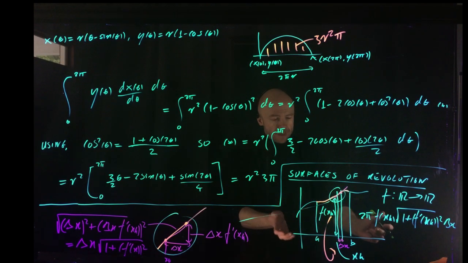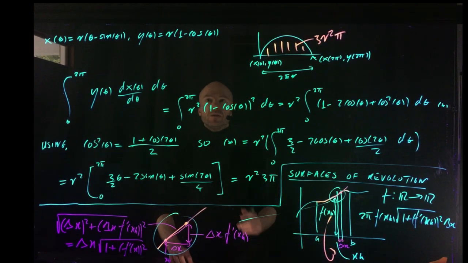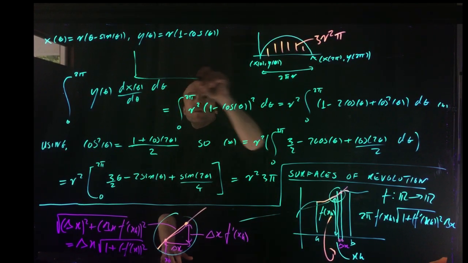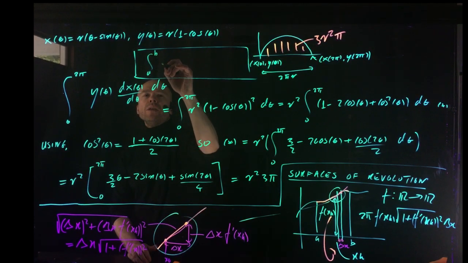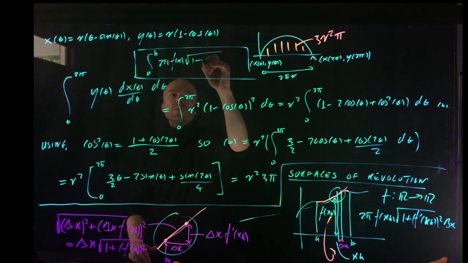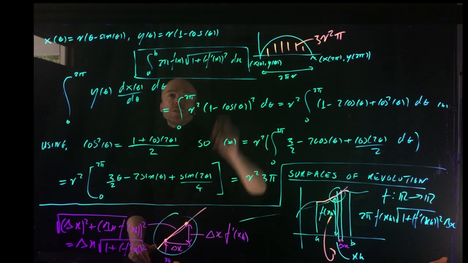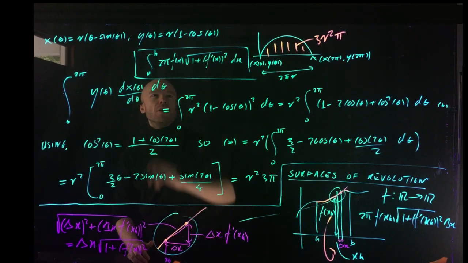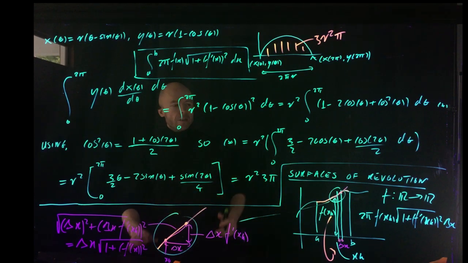And then we sum over all the bands, and then we take the Riemann sum, and we ultimately end up with this expression, the integral from a to b, 2 pi f of x square root of 1 plus f prime of x squared dx. Okay, that was just meant to be a very quick recap of how we have the surface of revolution when we have a function from R to R.